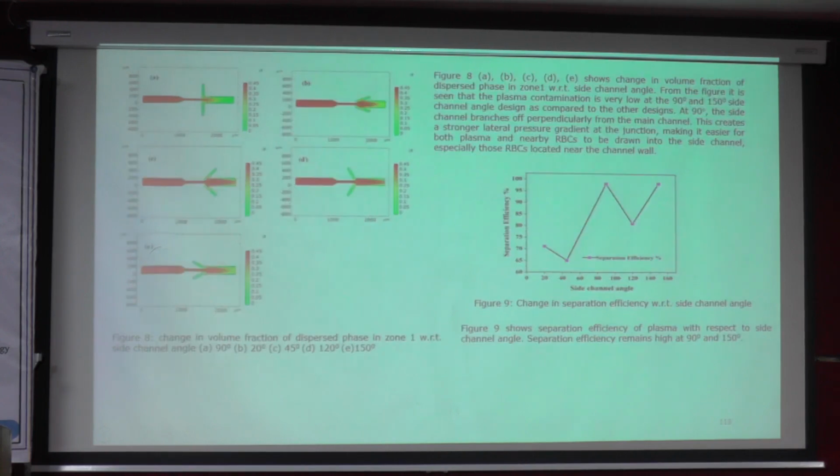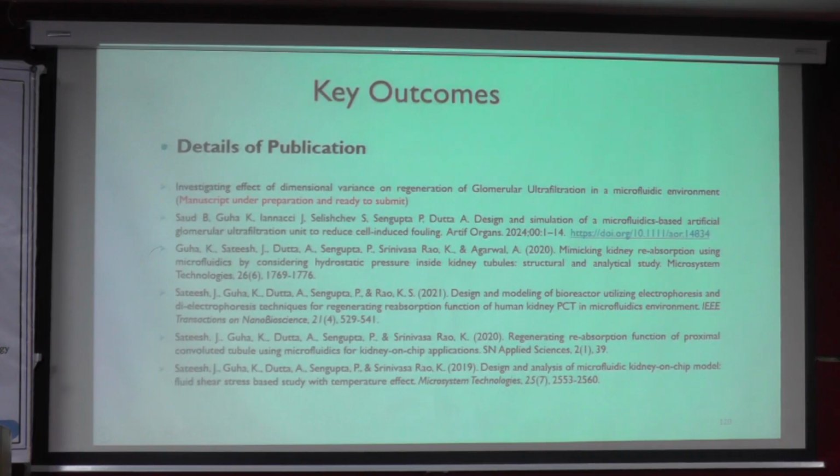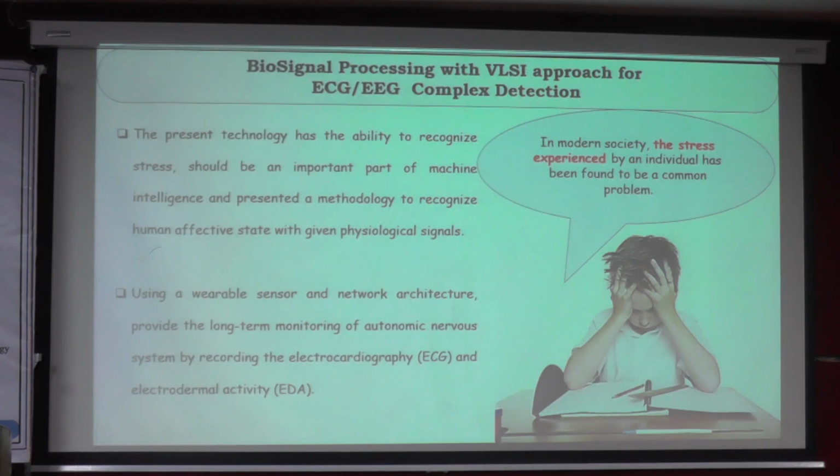These results will help the future kidney on chip, because whenever you invent a full kidney on chip, you have to consider all these things: mimicking the different parts of the kidney nephron, and their mathematical analysis and simulation are required. So we are doing one part, simulation and mathematical modeling. These are some of the key publications.